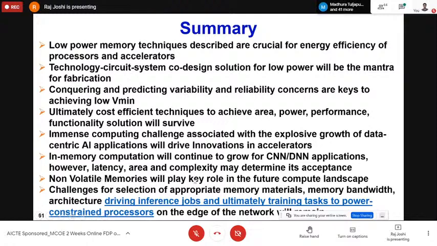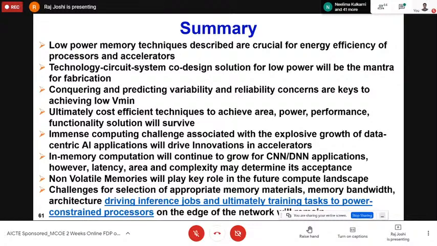Non-volatile memories, which I talked about, right? Why non-volatile memories? Low leakage, low power that way, right? And challenges for selection of appropriate memory materials, memory bandwidth, and architecture, driving inference jobs and ultimately training tasks to power-constrained processors on the edge of the network will remain.